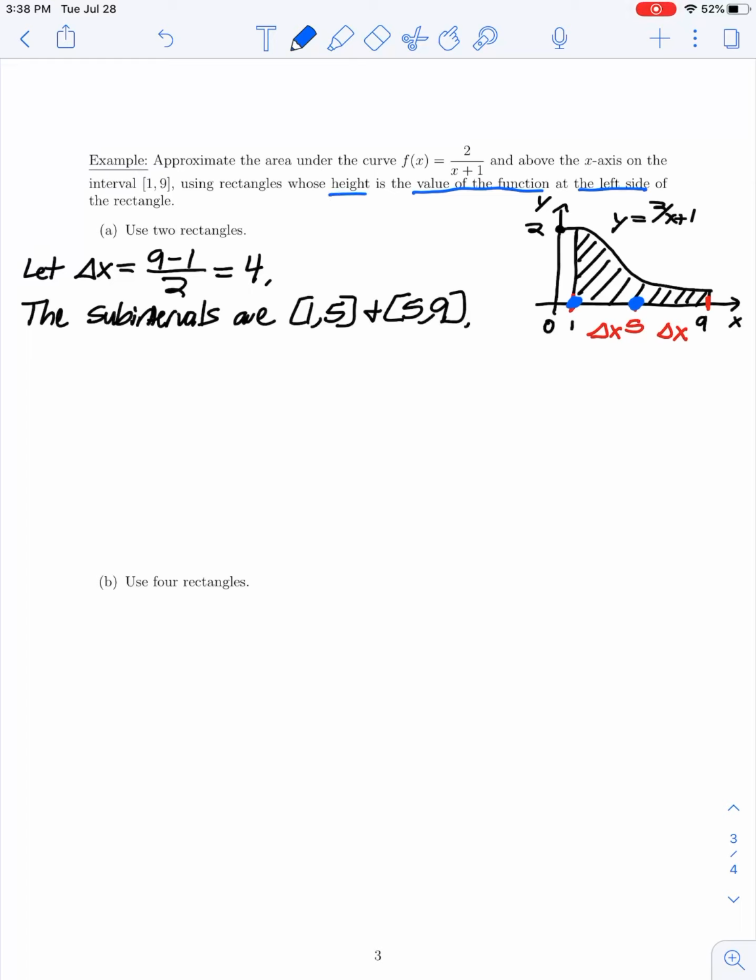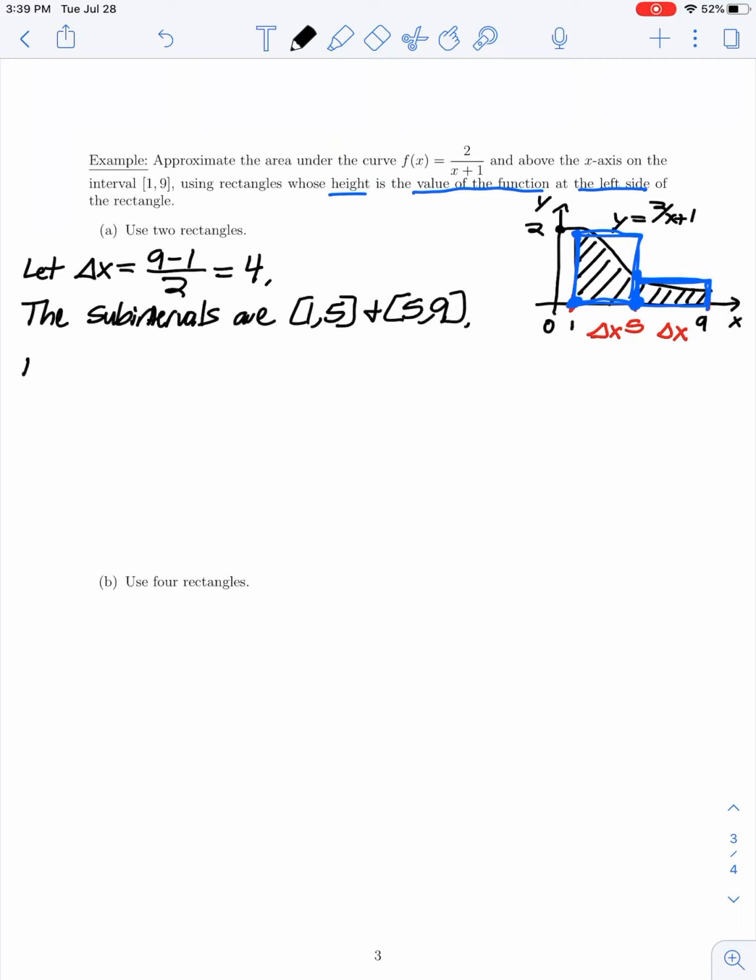So for f of 1, we have some value. We're going to take that as the height of our first rectangle. And then for f of 5, we have the height of our function, and that will be the height of our second rectangle. So adding up the area of those two rectangles, we have an approximation of our shaded area.